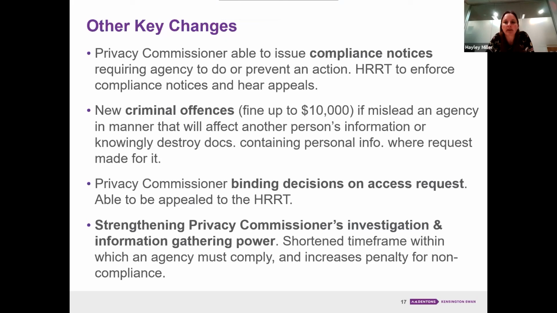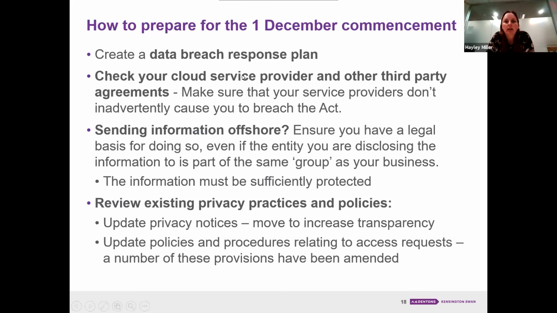Timeframes are shortened and penalties have gone up. So those are the main changes. Obviously, there's a number of others that are smaller in terms of the main highlights. What do you need to do to get your business ready by 1 December?